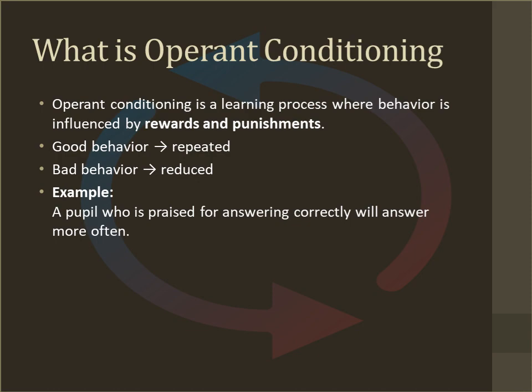So what is operant conditioning? Operant conditioning is a learning process where behavior is influenced by rewards and punishments. Skinner and the researchers observed that rats and birds could be taught to perform various activities by encouraging habit forming. So good behavior was repeated, bad behavior was reduced. For example, if a child or a pupil is praised for answering correctly, the child will answer more often, right? That is in class or at home.